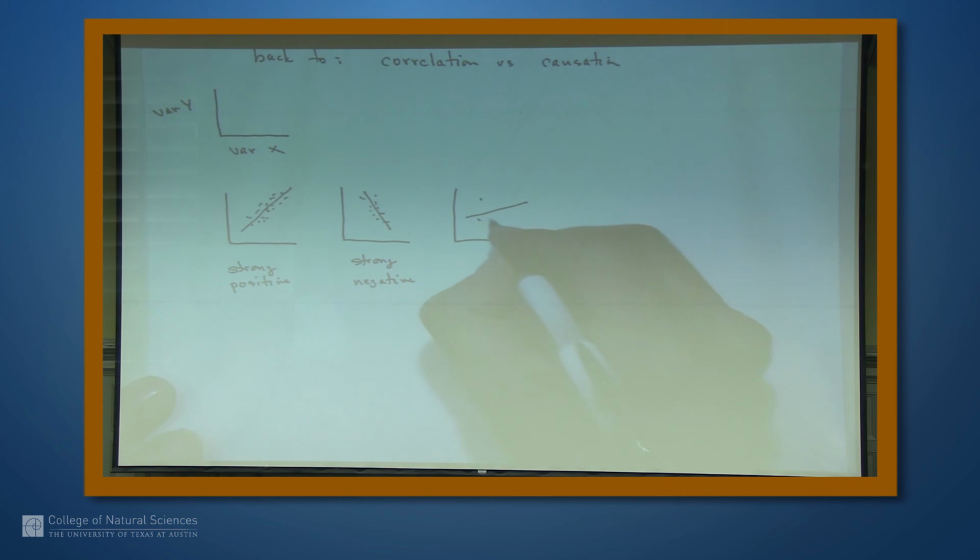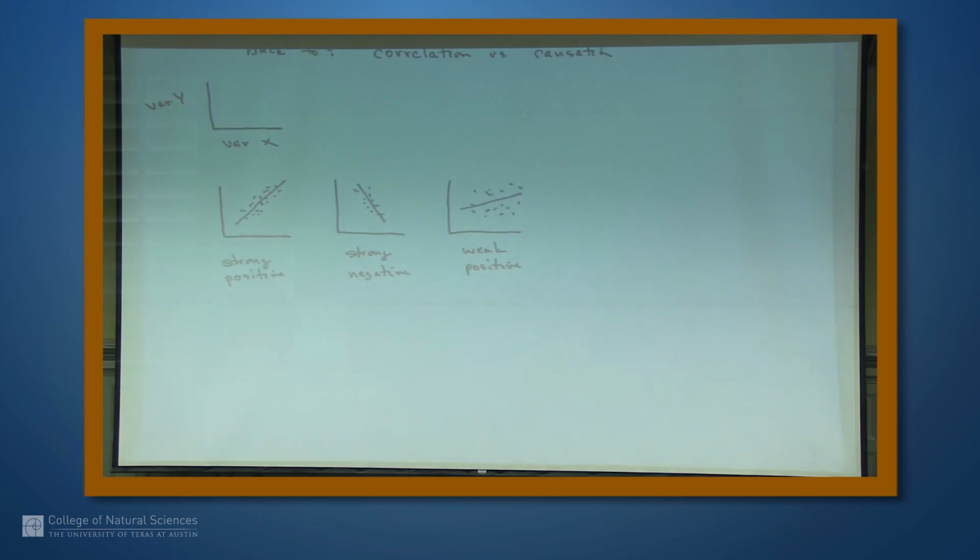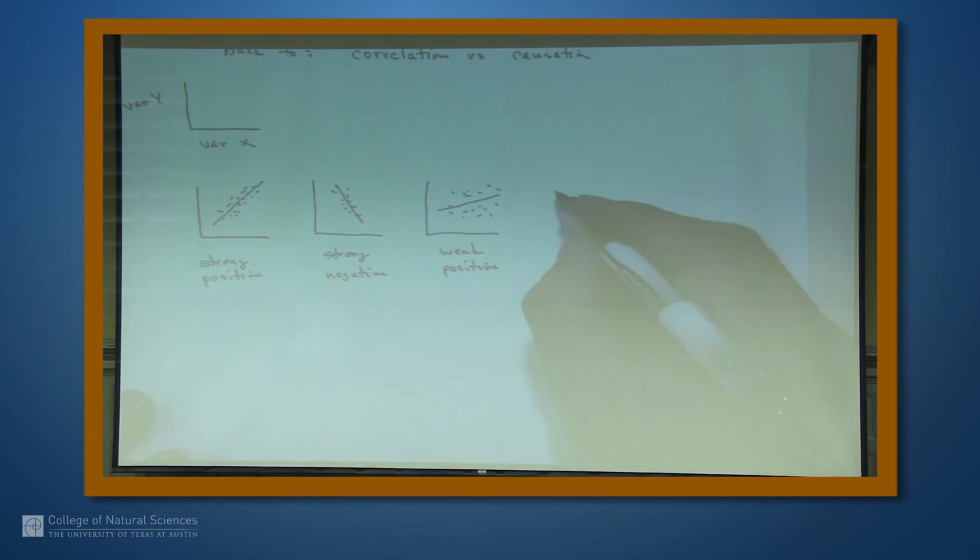And if we got points that are much more scattered, the line's shallow, weak, and since the line's going up, we would call it positive. You can figure out if the line's barely going down, we'd call it weak and negative. Then suppose the line is flat. We call that no or zero correlation.